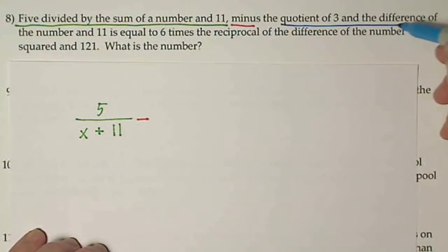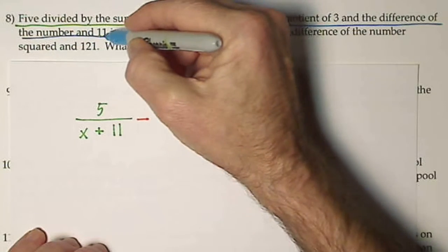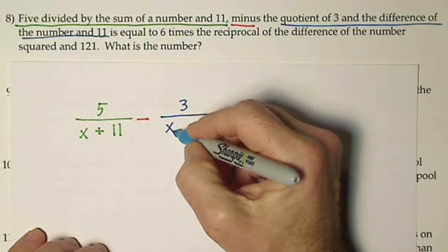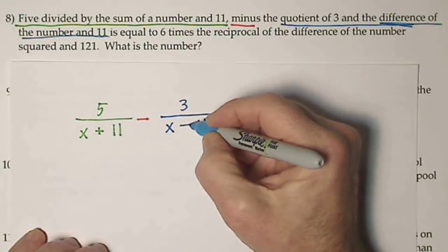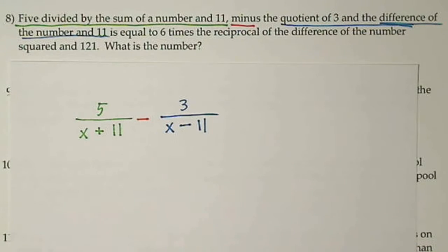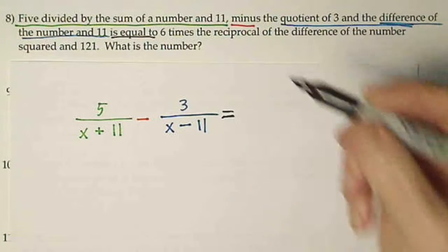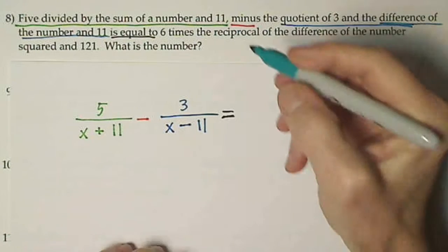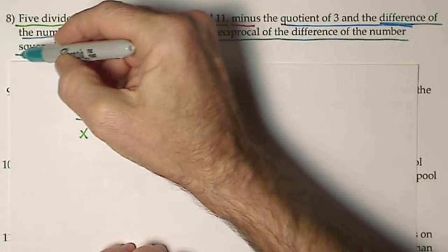So quotient means we're dividing, so we'll have a fraction. 3 and the difference of the number and 11. Here's a number and 11, and because they use the word difference, we put a negative sign in there. Alright, then is equal to, well, they're not being very mysterious there. Alright, so is equal to 6 times the reciprocal. Oh my goodness. 6 times the reciprocal of the difference of the number squared and 121.